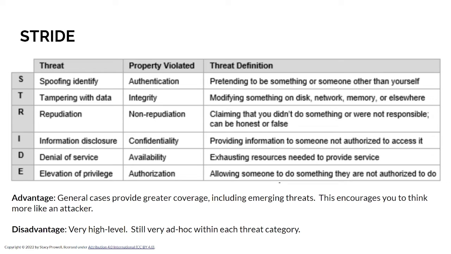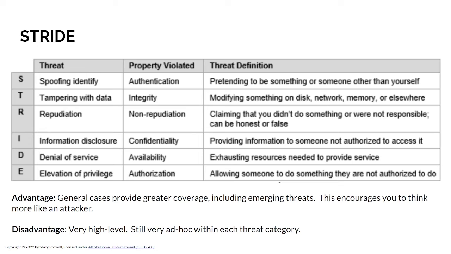That one's obvious. Tampering with data, you could modify something on a disk, on the network, in memory. You might go look in the temp file system, try to find some temporary files, and if they are readable, they might leak information. If they're writable, you might be able to tamper with an active process on the machine. Repudiation, that's claiming you didn't do something you did, or were not responsible for something. Information disclosure is just what it said, giving out too much information. Denial of service and elevation of privilege, again, just what they say they are.